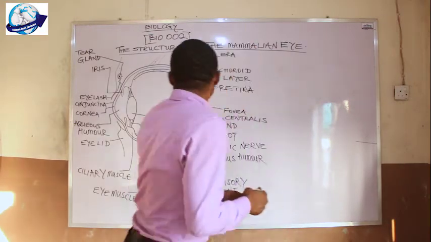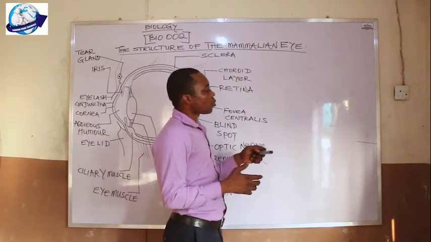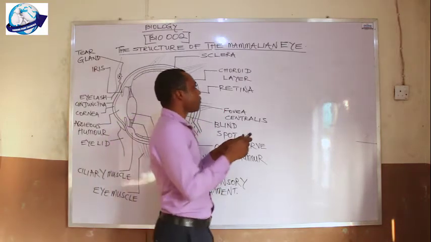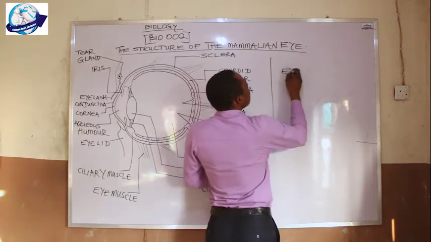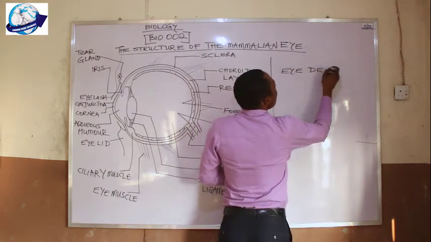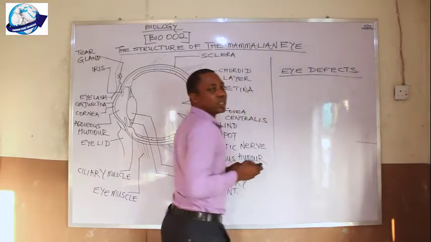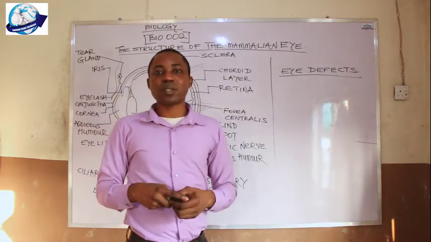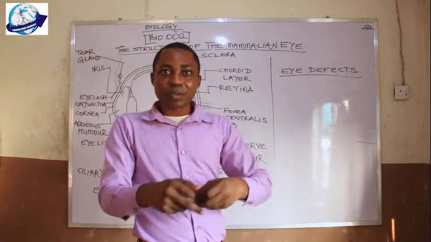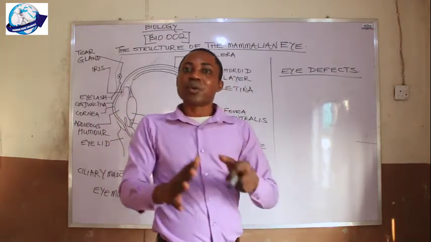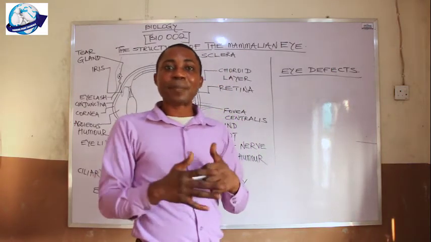Now let's come to the aspect of the eye defects, or the eye problems. The eye defects that are common from the days when you were in GSS section are the myopia and the hypermetropia.